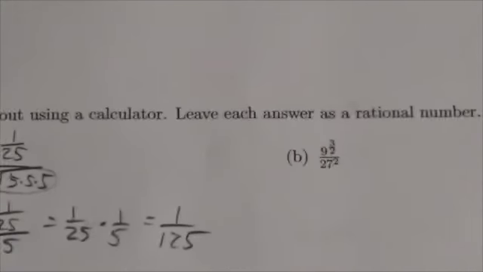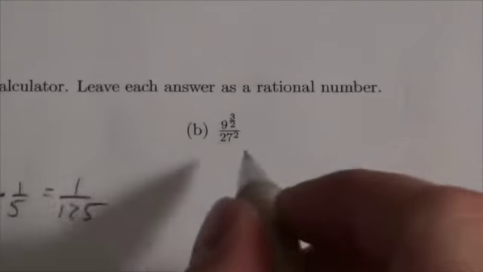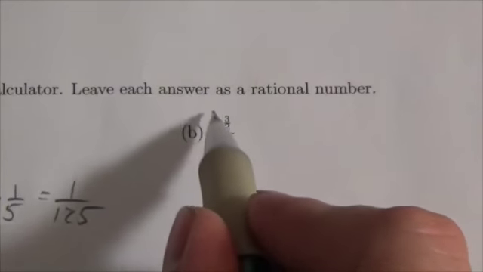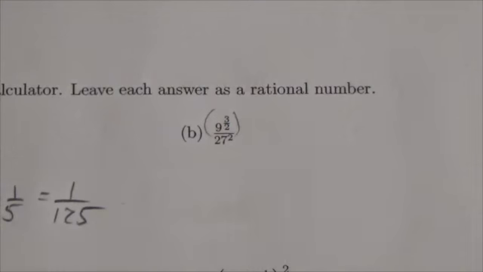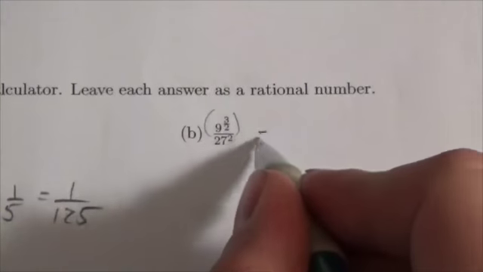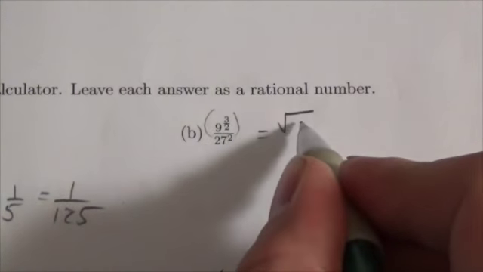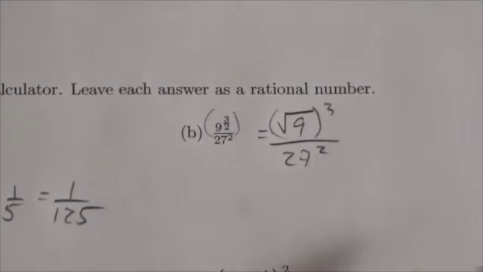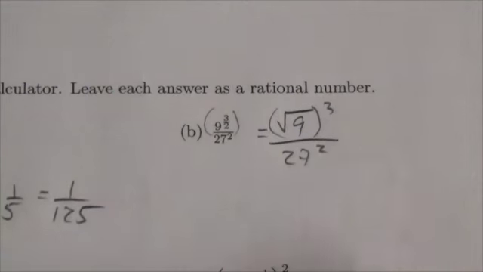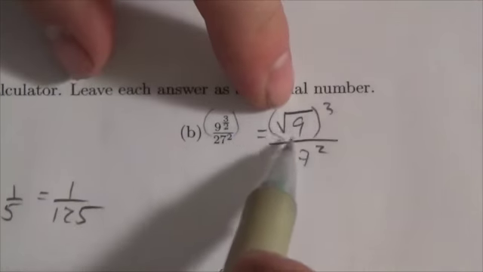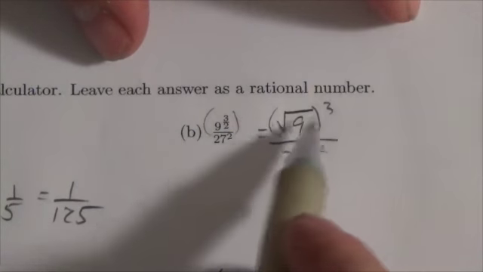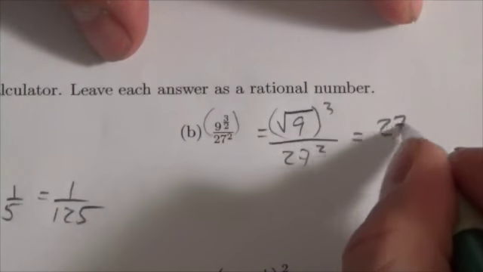And there we go, no calculator. B, so in this case B goes this way. 9 to the 3 halves over 27 squared. Again, because it's division here, we're going to be really strict about the order of operations. This is going to be the square root of 9 cubed over 27 squared. I'm going to be lazy about this and take the square root first. The square root of 9 is going to be 3. Cubed is going to be 27.